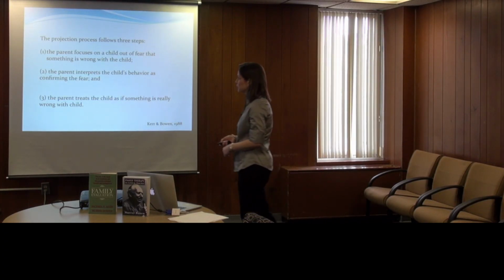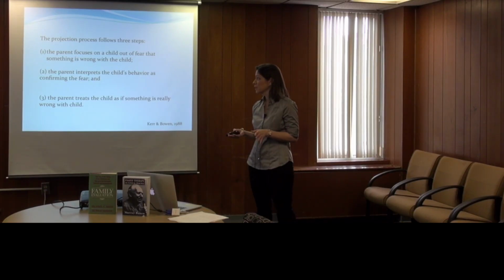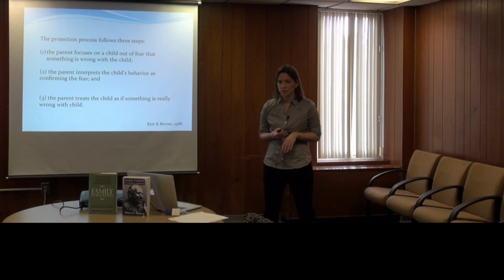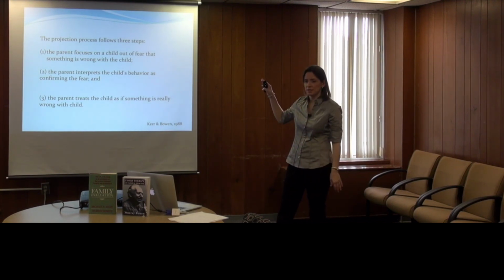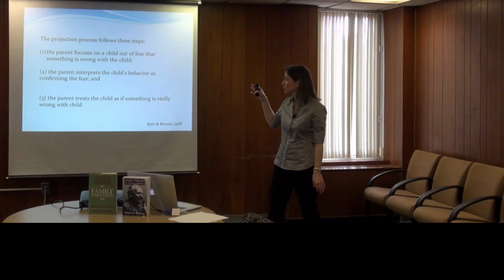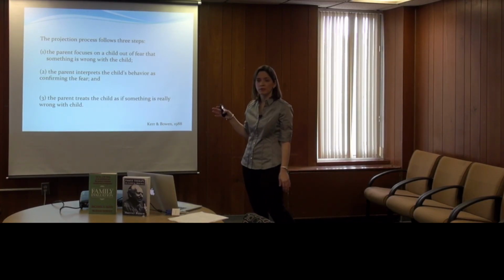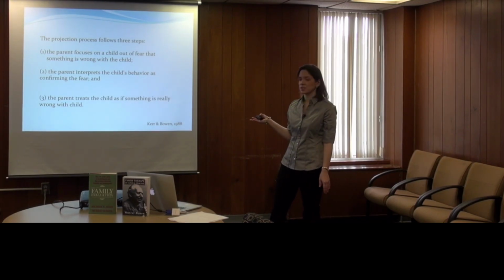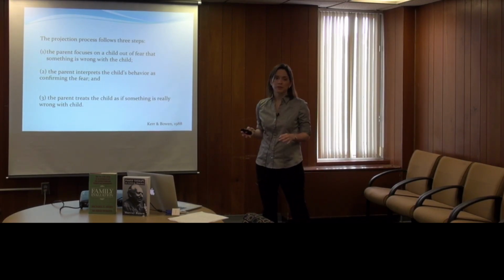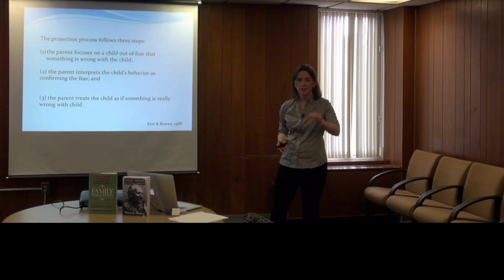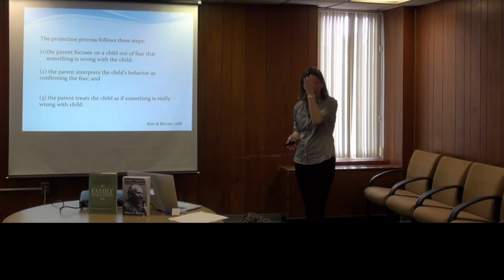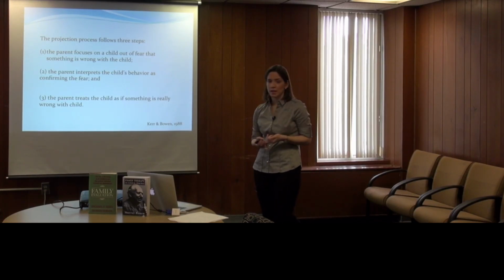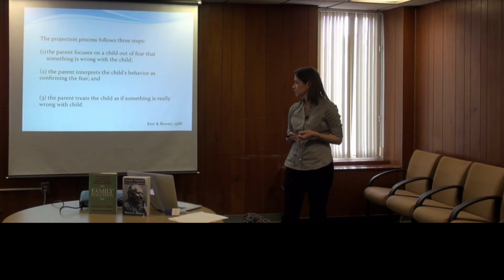Okay. The projection process follows 3 steps. So the parent focuses on a child out of fear that something is wrong in the child. At this point, there may not be a clinical problem or a physical problem, but the parent is either assuming or focusing on that child for some reason. Then the parent interprets the child's behavior as confirming the fear, and subsequently treats the child as if there's something really wrong with them.